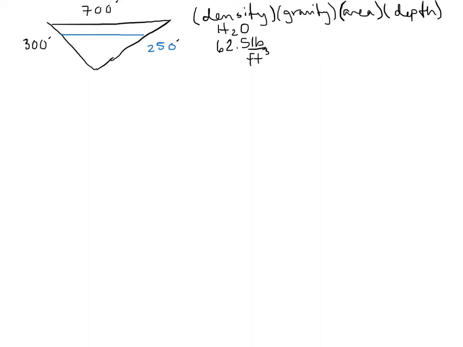Okay, so that's the density. Now, because our units are pounds, and I just talked about this, we're not going to multiply by gravity. We are considering pounds to be a unit of force already, and so we don't need to multiply by gravity. All right, now to area.